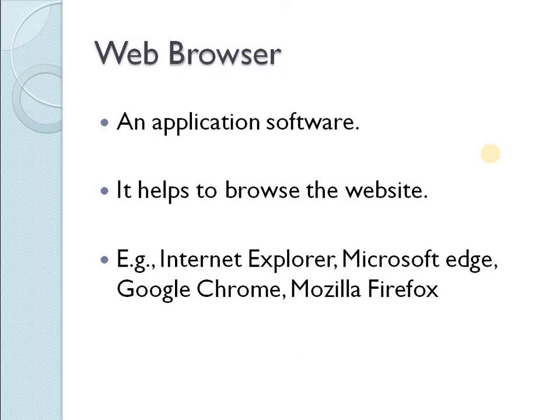Examples of some web browsers are Internet Explorer, Microsoft Edge, Google Chrome, Mozilla Firefox, Opera, etc. There are lots of web browsers, but I have included some four here. I could not write all, so I will show you the interface of all these browsers which I have written here. This is the interface of Google Chrome, and see the icon. This is the icon, circular triangular. This is Google Chrome, and the interface is in front of you.